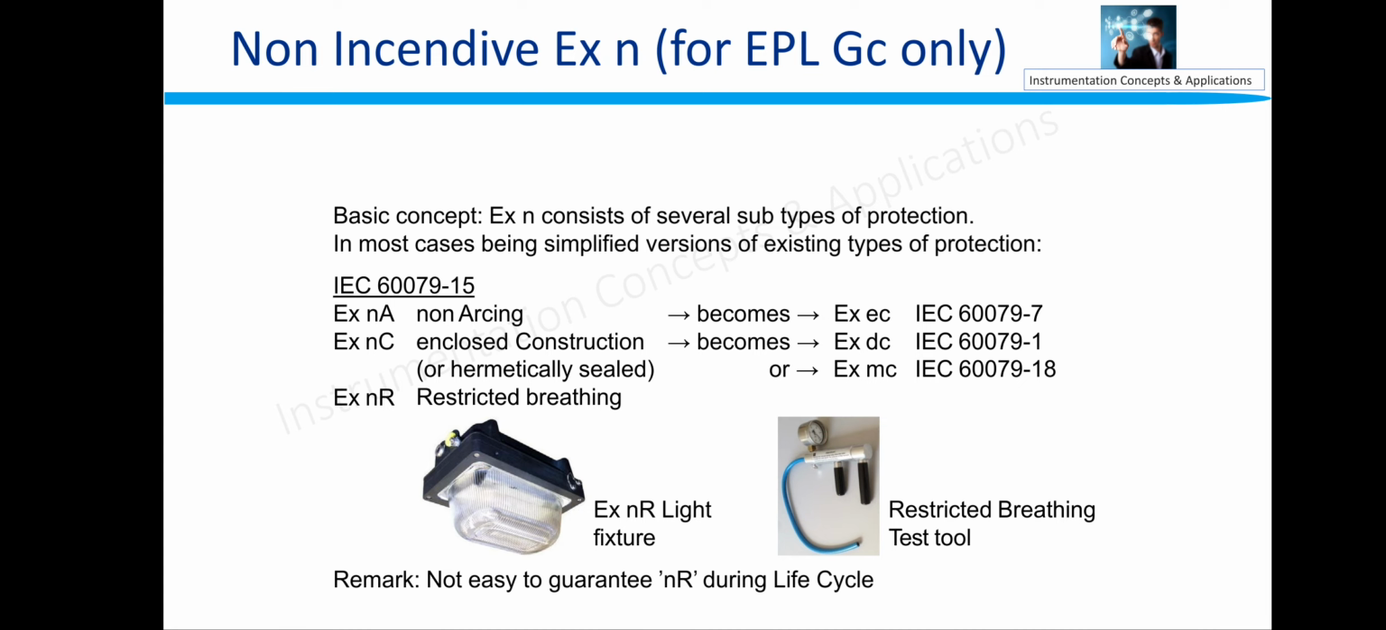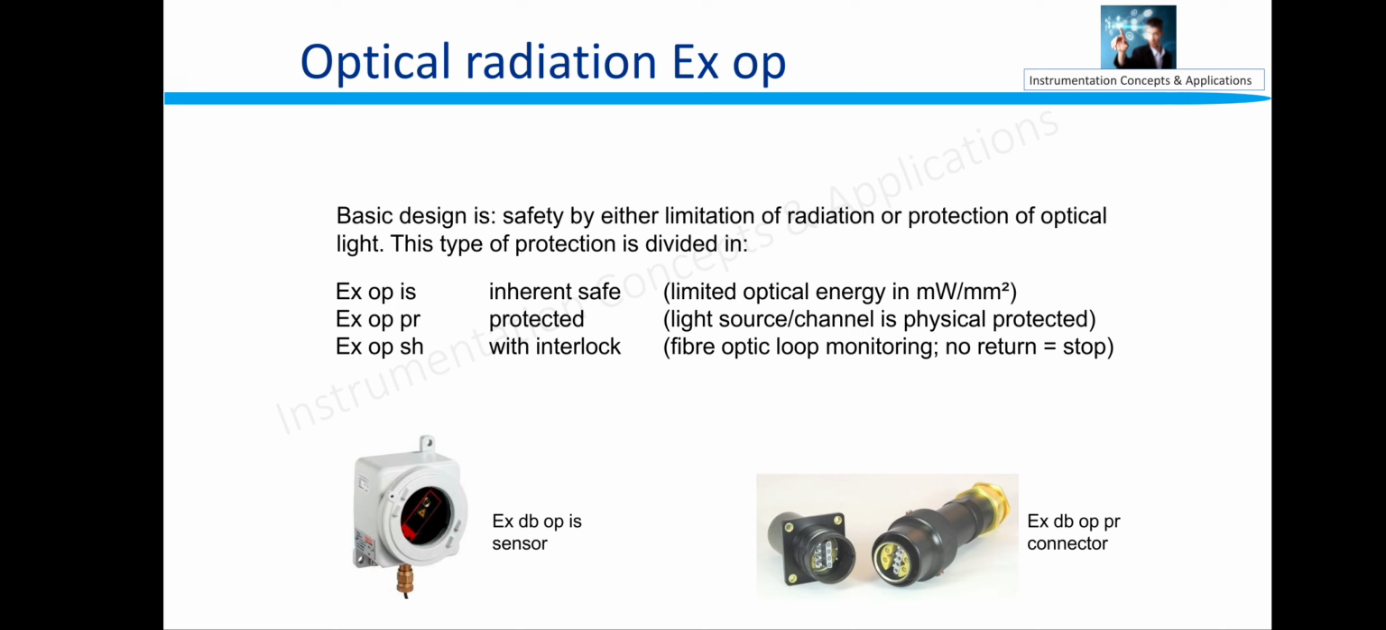Next, non-incendive EXN, for EPL-GC only. What is EPL? That is equipment protection level. We have discussed it in the last slide. The basic concept in EXN consists of several subtypes of protection, in most cases being simplified versions of existing types of protection. The IEC standard for this is IEC 60079-15: EXNA non-arcing, NC enclosed construction, NR restricted breathing. I will prepare a separate video if you are interested. I am just giving a brief introduction of all these things.